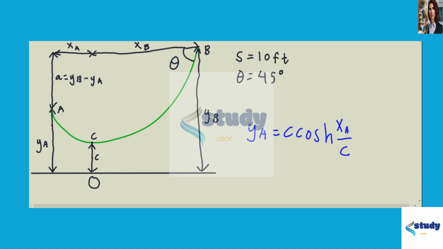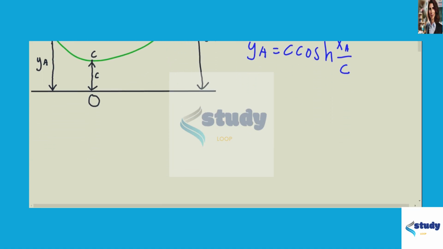So I went ahead and wrote out the equation for y of a, and we're going to start by taking a derivative of this y of a. So the derivative of y of a with respect to x, that's going to be equal to the hyperbolic sine of x of a divided by c.